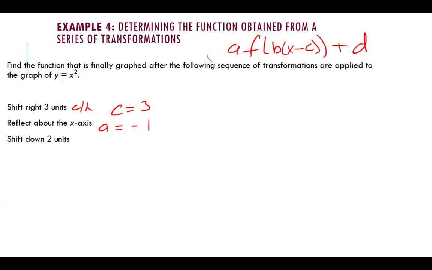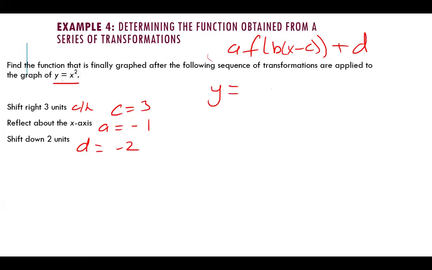And so this is going to be a D situation. So my D is going to have to equal -2 because I'm shifting down. So when I put it all together, what do I get? Putting this together, we are graphing y equals x squared.